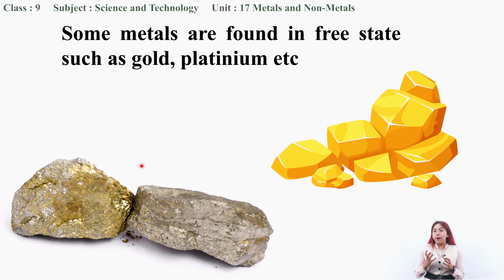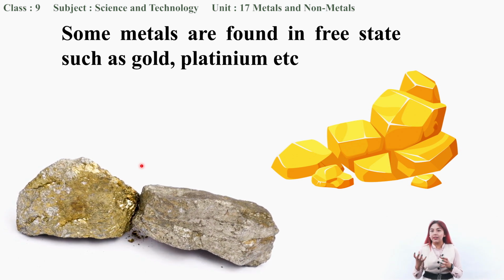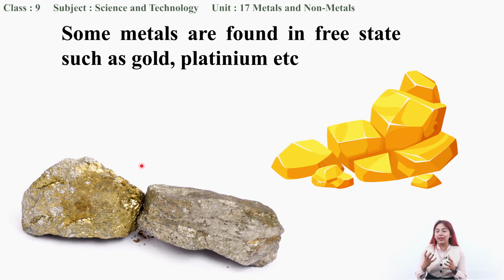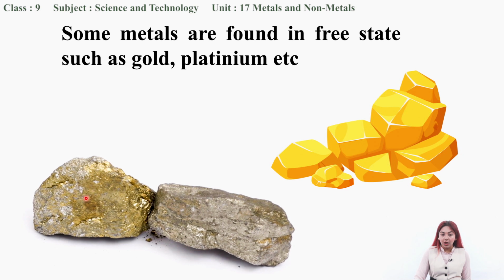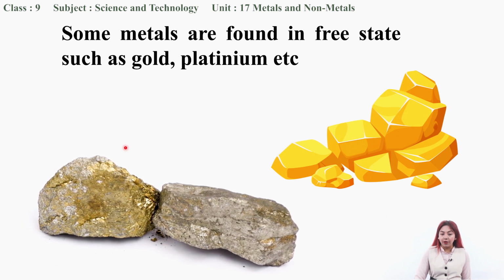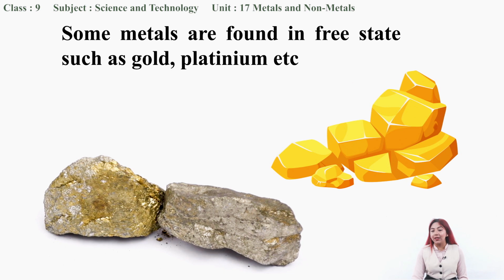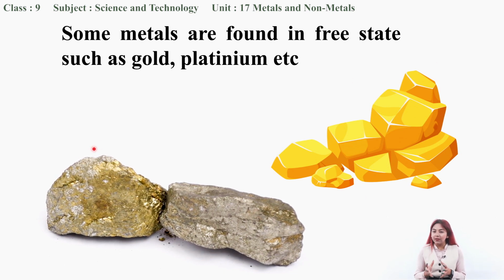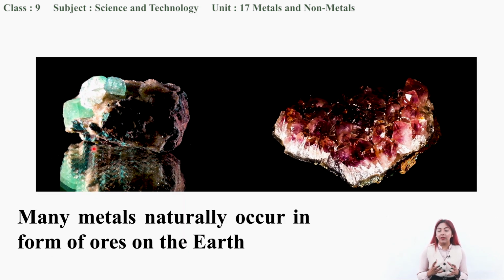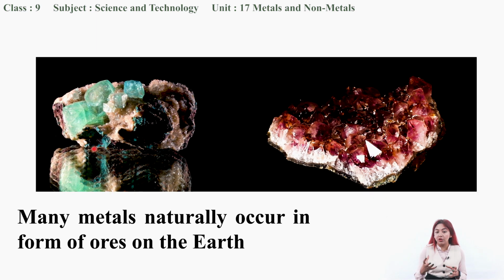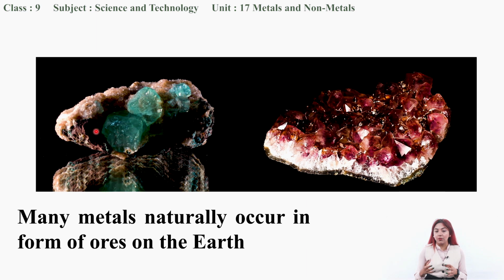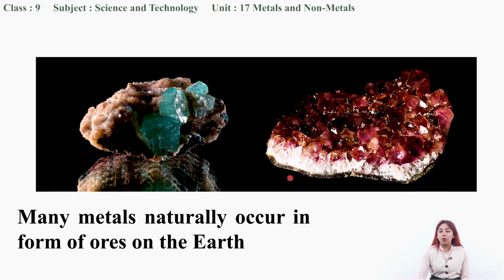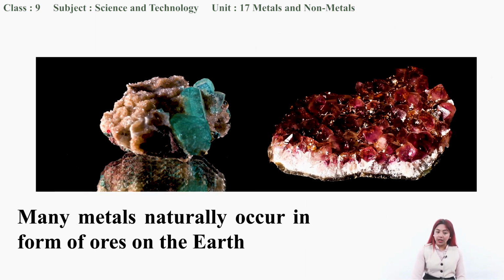Now metals. Some of the metals are also found in free states. A few metals such as gold, platinum, etc., are found in the free state. You can see here in the stone, gold is present, and from these stones, the metal gold can be extracted. So some of the metals are found in the free state, but most of the metals are found on the surface of the earth naturally in the form of ores. So they are combined with other elements as well. Here you can see in the figure, these are ores of certain metals. So in this way, metals are found.